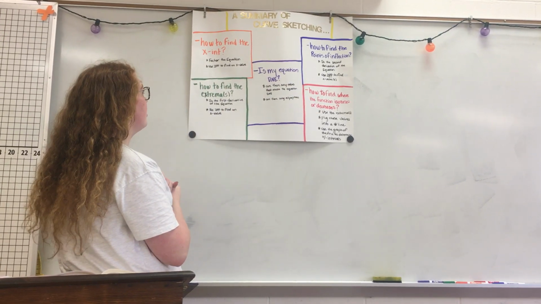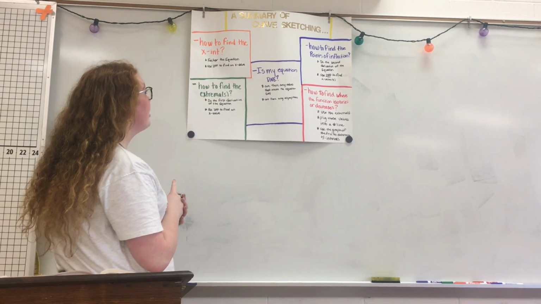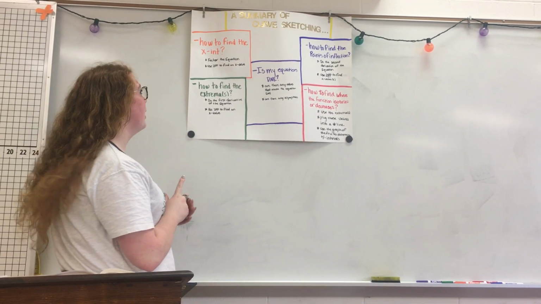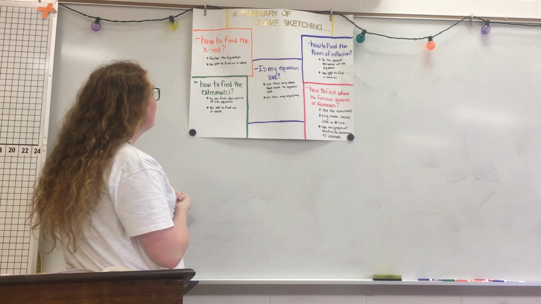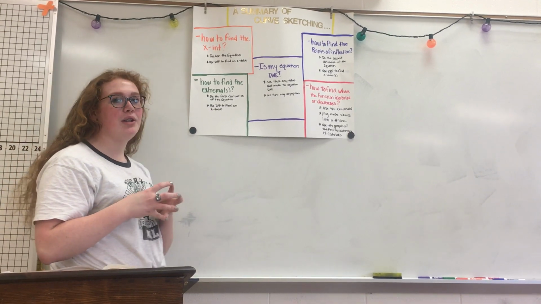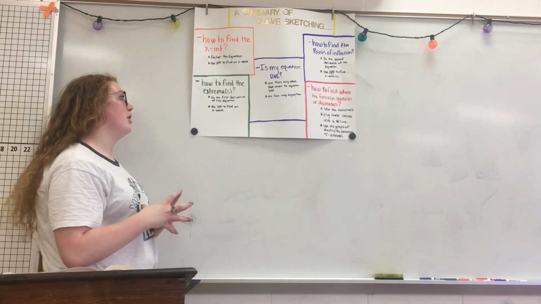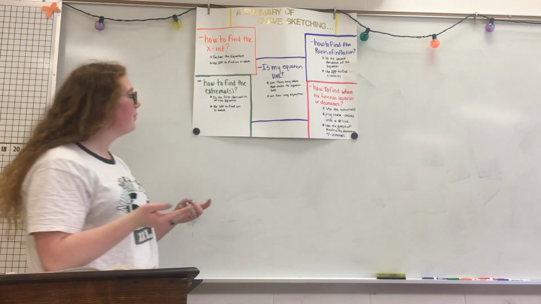So, to find the x-intercept, you're going to want to factor the equation that you're given and then use the zero product property to find the x value for the x-intercept. To find the extremas, you're going to want to take the first derivative of the equation that you're given, and then again use the zero product property to find an x value.